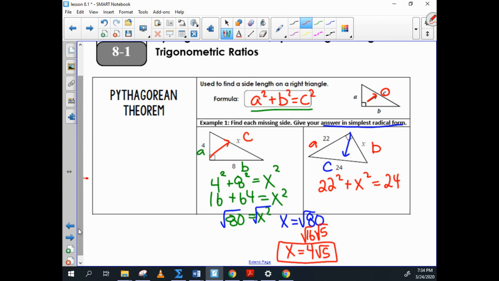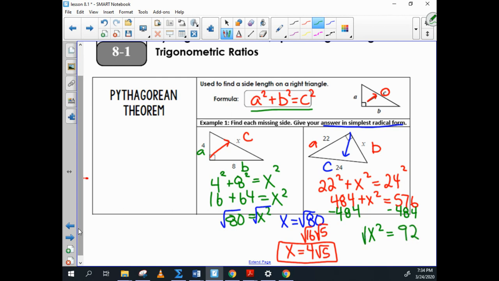Now we're going to need to do the math. 22 squared, when I plug it into my calculator, is 484, plus x squared is equal to, I forgot to put my squared there, 24 squared, which is 576. Now we're just going to solve for x squared. So we'll subtract 484 from both sides. And x squared is equal to 576 minus 484, which is 92.